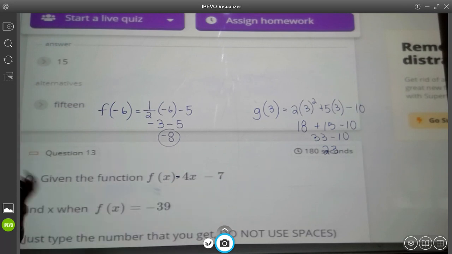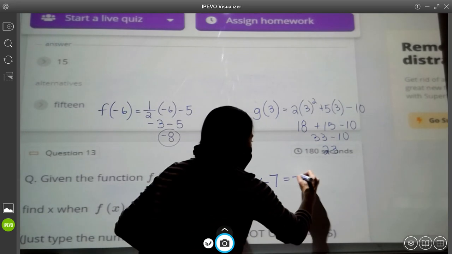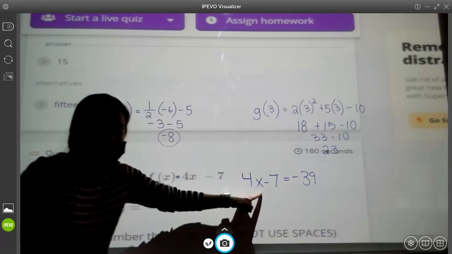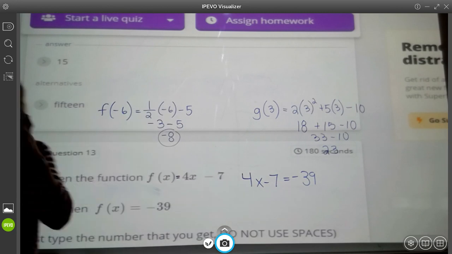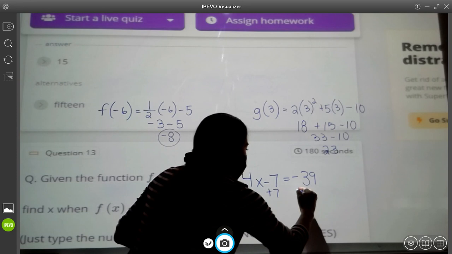And then we just solve a nice easy equation. So let's add 7. We get 4x equals negative 32. Divide by 4, and x equals negative 8. But you're not going to write x equals. You're just going to write negative 8 as the answer.